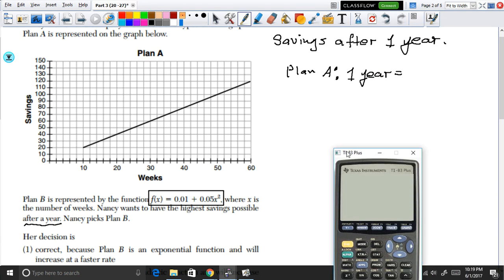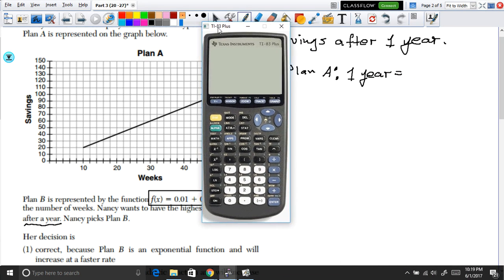1 year is equal to how many weeks? Well, we know that we have 365 days in a year. We're looking for weeks, and we know that each week has 7 days. So in a year, there are about 52.14 weeks.